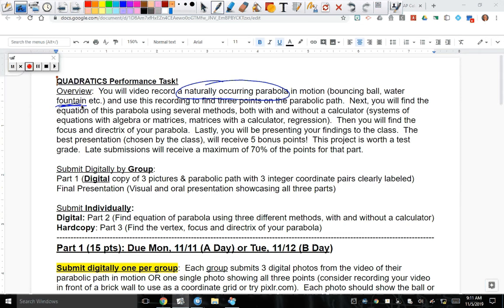Use this recorder to find 3 points, just like we did today, 3 points on the parabolic path. Next you will find the equation of the parabola using several methods, not choosing from several methods, both with and without a calculator. You will do it with the system of equations, with either algebra or matrices, and then you will do matrices with the calculator, and the third and final way, so it's all 3, is the regression. Any questions from all of this?